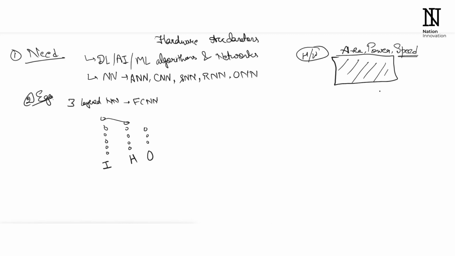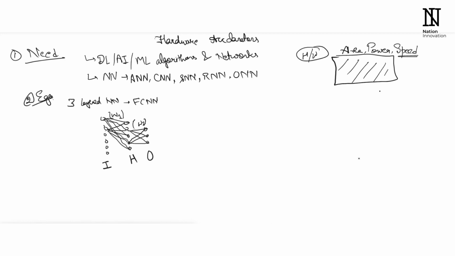Fully connected means the first neuron of this layer will be connected to each and every neuron of the second layer. Similarly, the second neuron will be connected to all these neurons. Similarly, each neuron of the second layer will have connections to every successive neuron. This is called a fully connected network. Now, this is the weight matrix. The connections which are from here to here, these are the weights. So one weight matrix will be here, one weight matrix will be here.